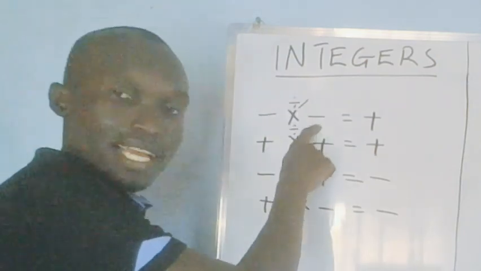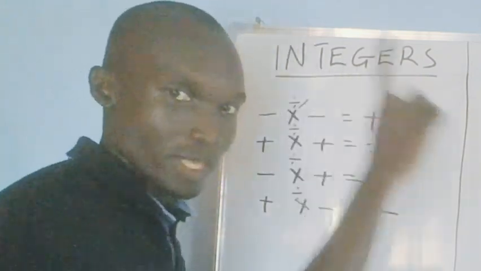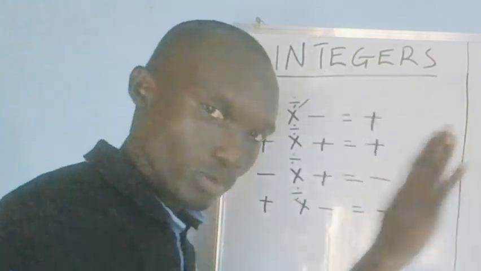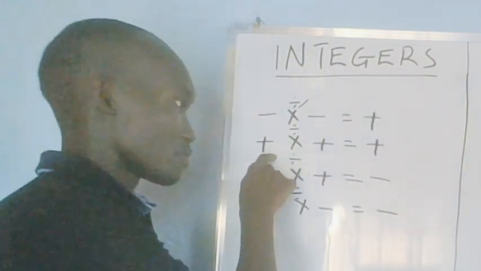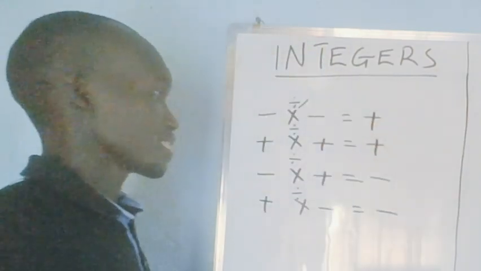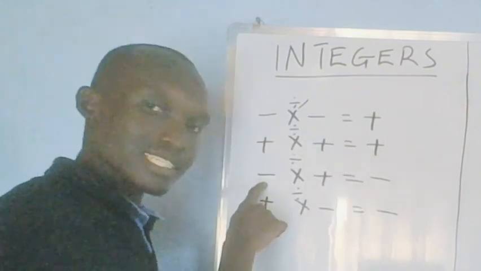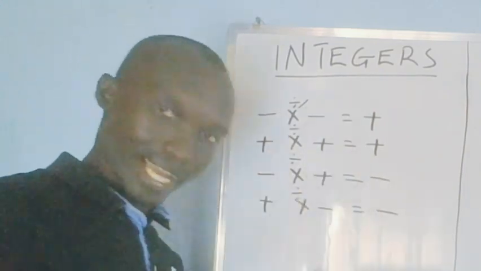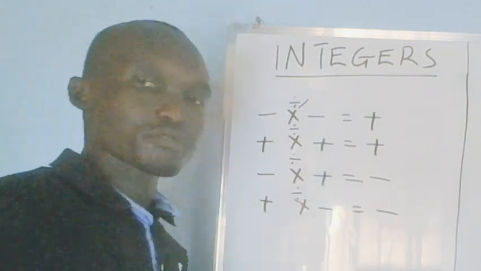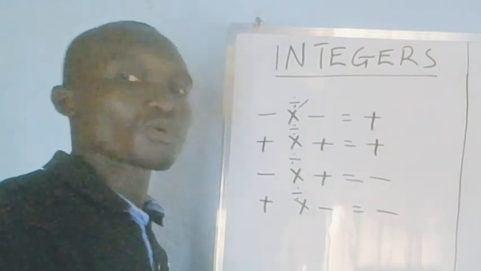Negative divided by negative, that will be positive. Negative times negative will be positive. Positive divided by positive will be positive. Positive multiplied by positive will always be positive. This is the only one where you have to keep, because negative divided by positive will always be negative. Positive divided by negative will always be negative. Positive multiplied by negative will always be negative.